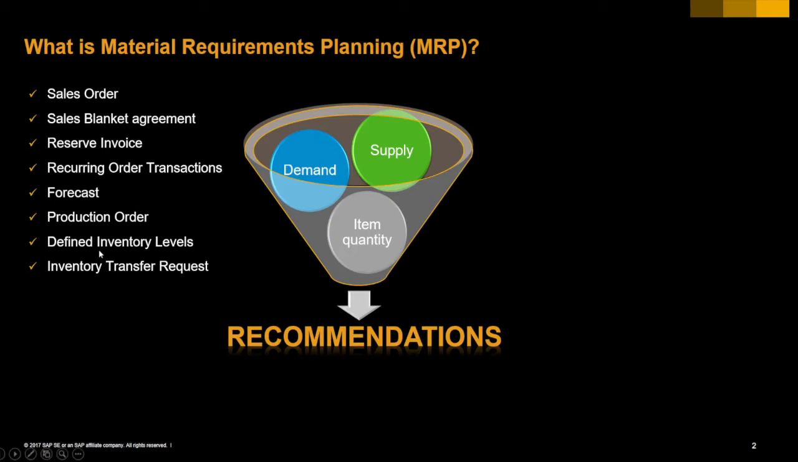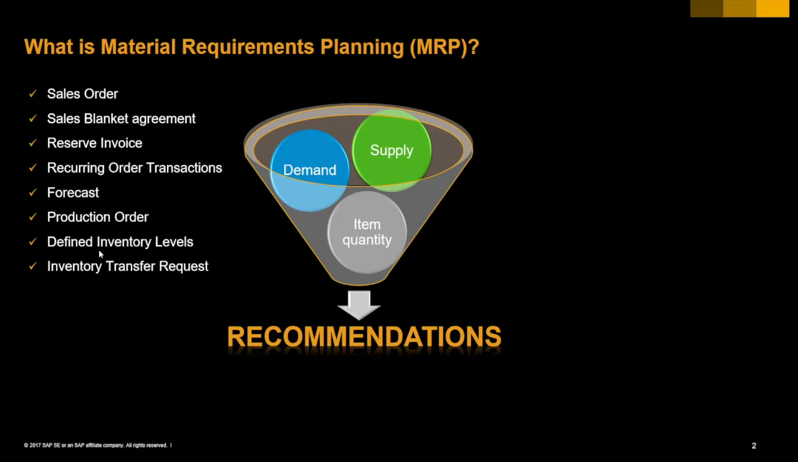And then we also have things such as inventory levels. So if you have safety levels or minimum and maximum stock levels, MRP will consider all these as demand on inventory to then produce a recommendation.